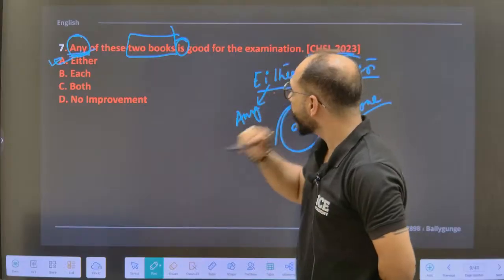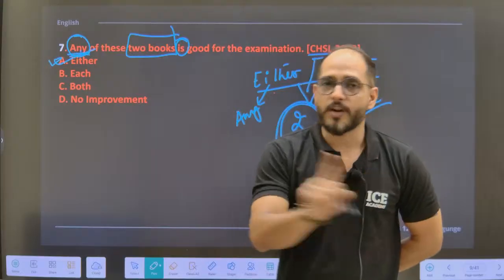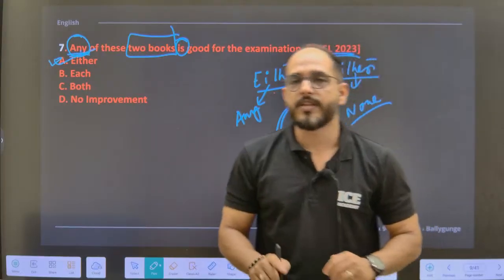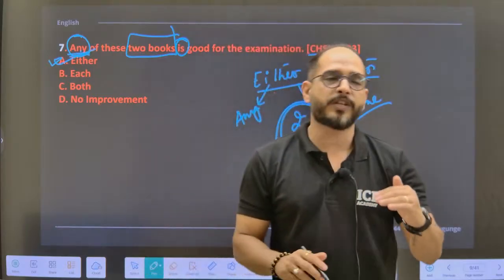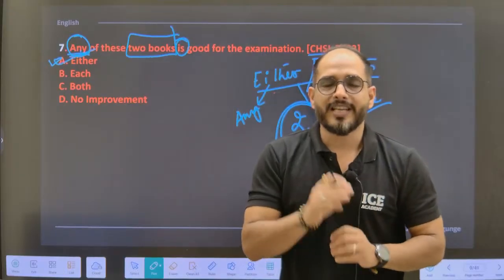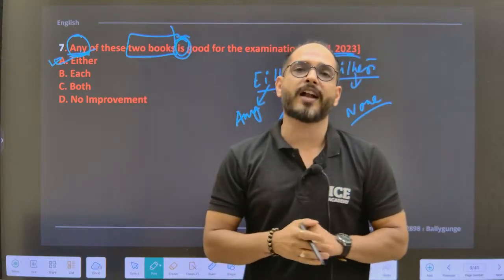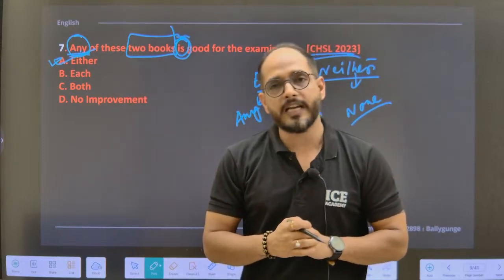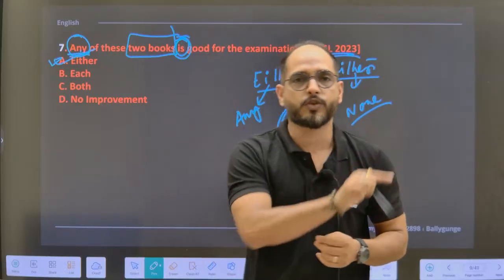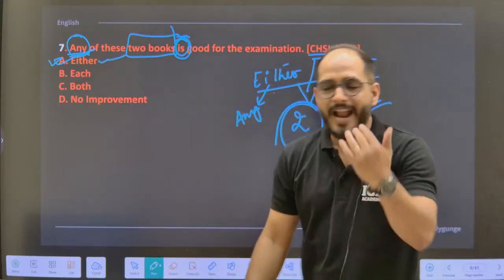Now you may ask, sir, could we use both? No, we cannot use both. Why? Both is also a distributive determiner, but there is a difference between other distributive determiners and both. Whenever you use both, it is always followed by a plural verb, but here a singular verb is given and that's why you cannot use both. Clear? Everything has a logic. Without logic grammar does not exist; behind everything there is some logic. So in this sentence, either is your correct answer. Let's move on to the next question.